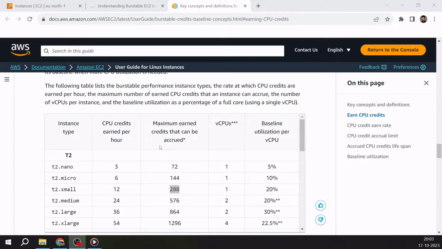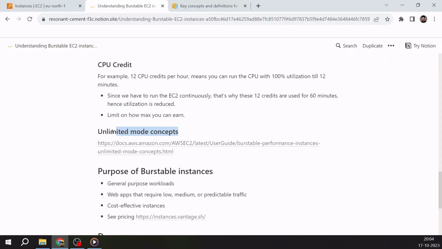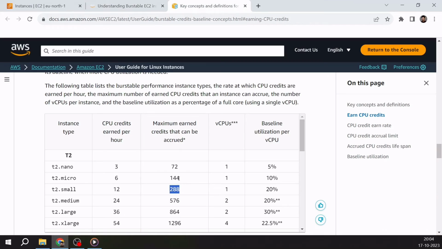Okay, so now let's talk about another thing. I am going to talk about the unlimited mode concept. So let's talk about a scenario. For example, you are running your web application on a T2 small instance, and you are running your application mostly within 20% of CPU utilization, and you have earned a certain amount of credits. Maybe you have earned 100 credits in your bucket.